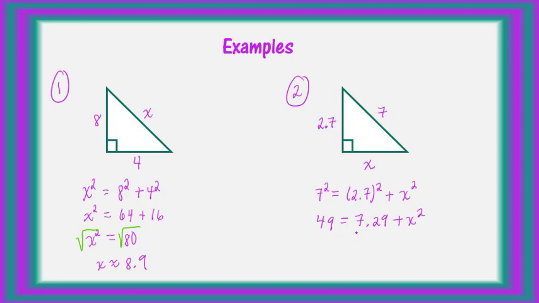This time I'm actually going to have to solve an equation, so I subtract 7.29 from both sides, which leaves me with x squared equals 41.71. Again, I want to solve for x. I take the square root of both sides, which leaves me with x is approximately 6.5.